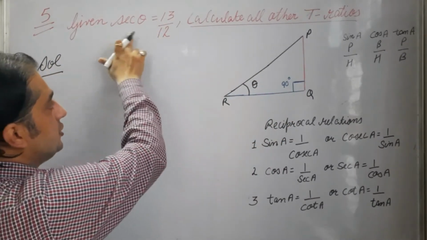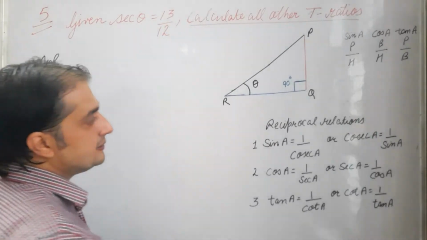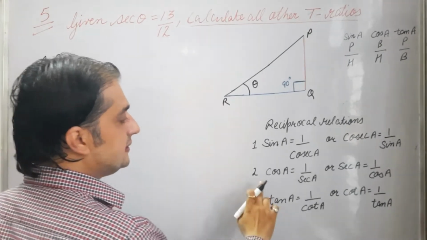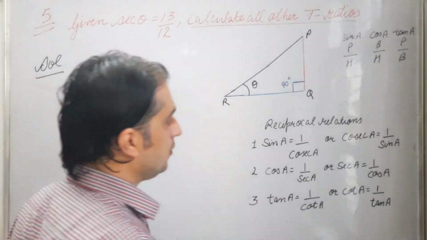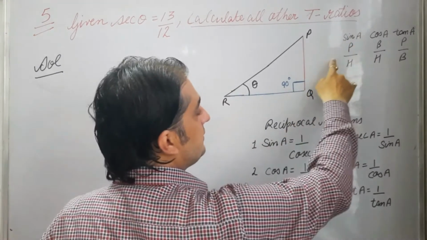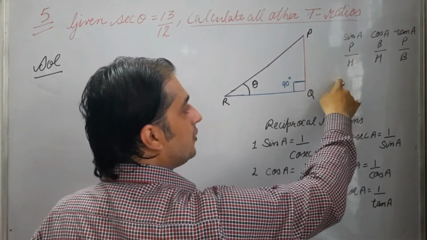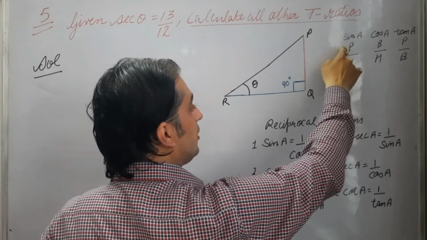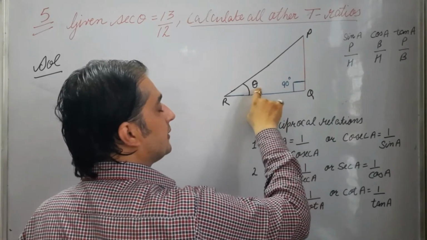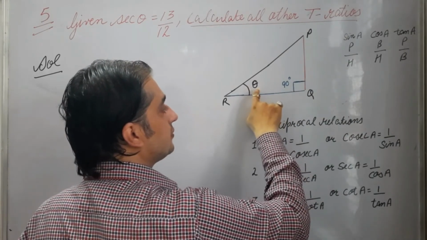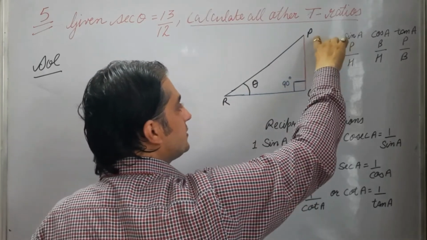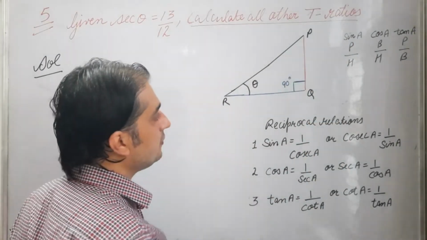So this ratio that is given between the sides, you know secant theta is what? It is secant theta. If you see some reciprocal relations, you know sin A is what? Perpendicular by hypotenuse, and perpendicular is what? Perpendicular is the side opposite to the angle we are considering. So we are considering this angle theta, so the side opposite to this angle, PQ, is your perpendicular for angle theta.